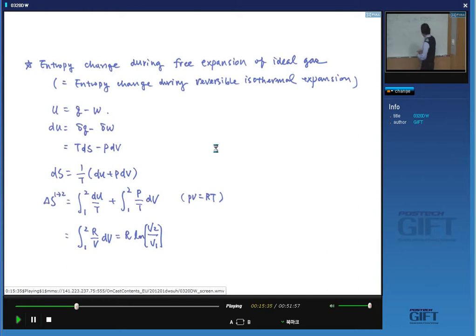from here, this is P over T, and P over T is R over V, because PV is RT for the ideal gas. So this is the integral of R over V dV from V1 to V2, and this is R log V2 over V1. Free expansion is an irreversible reaction, so it occurs spontaneously.